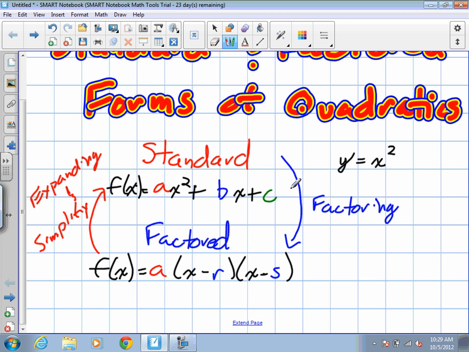Okay. Now, standard form doesn't tell us that much information about a graph. It does tell us one thing, which the C is, and we're going to get into it. Factored form helps us out quite a bit. It'll tell us what the x-intercepts are, which are our R and S. Okay. And that information is very important. Once we have x-intercepts, we can find something called an axis of symmetry, and then from there we can find the vertex.